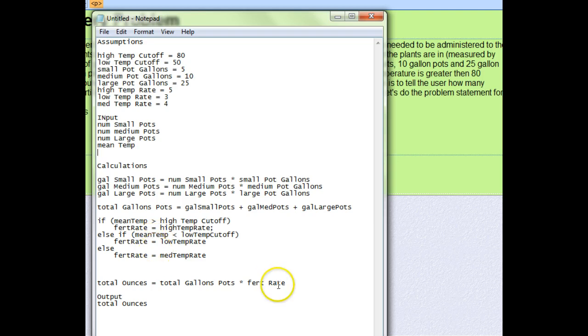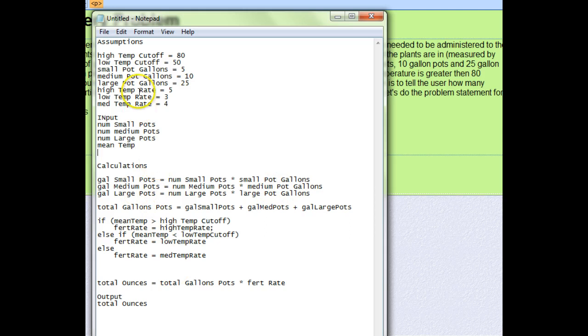Once we know what the fertilization rate is, then we have to figure out how many gallons of pots, how many gallons we have of the pots that we own. And that's what this is. We said, well, the total gallons is the small pot gallons, medium pot gallons, plus the large pot gallons. And that gives us that. Well, how do we figure out these three? And that is the different size pots multiplied by the number of those kind of pots times the number of gallons those pots represent gives us all that.